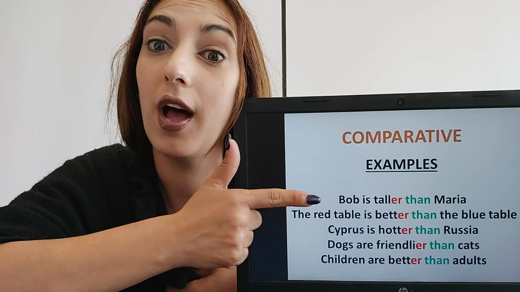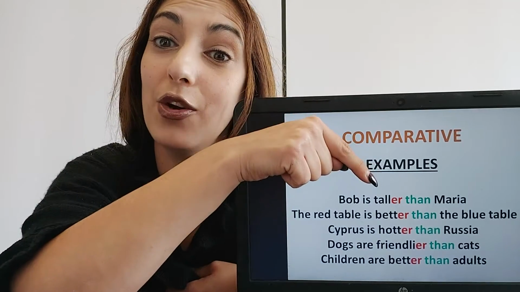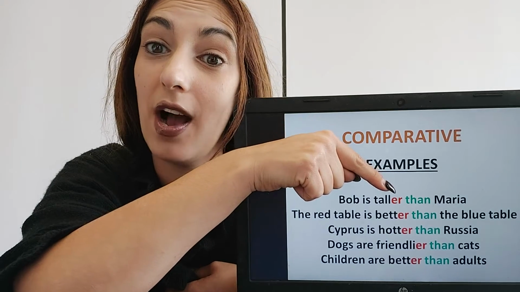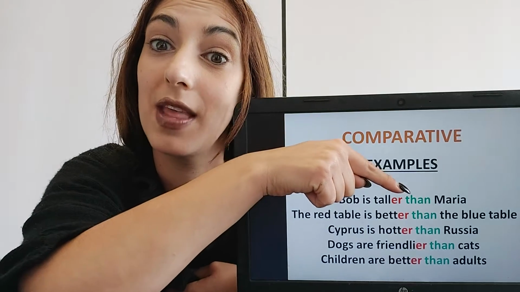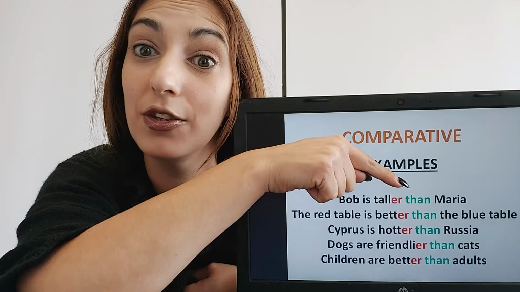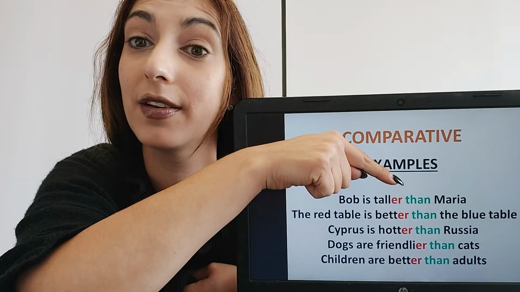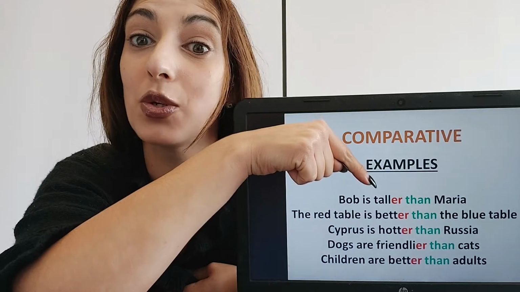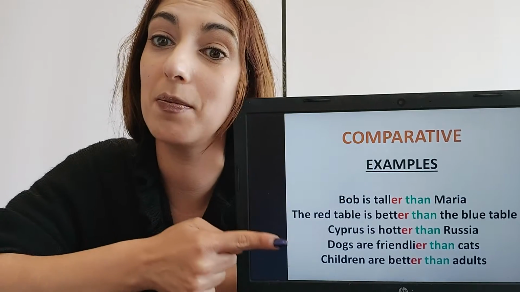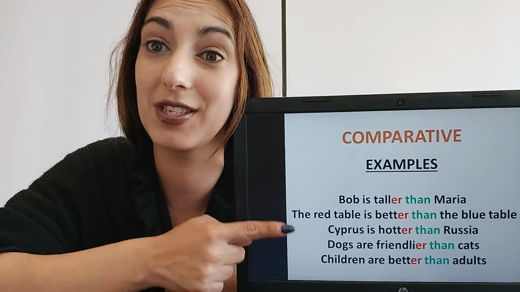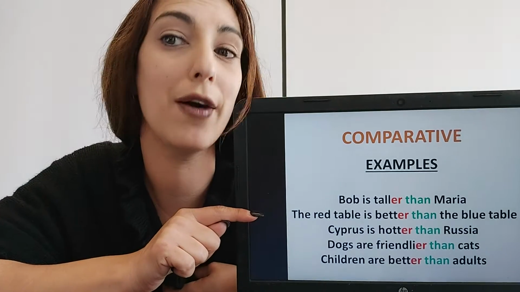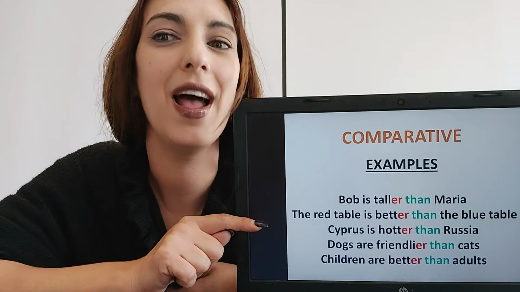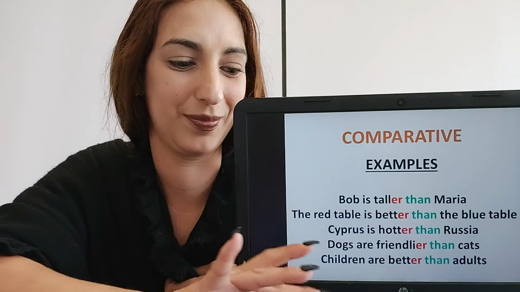Bob is taller than Maria. So you see tall is your adjective. We added ER to make the comparison. Then we gave the word than to show who he is taller than, because he could be taller than Peter for all we know. So Bob is taller than Maria. And you can see many other examples here along the same lines. So pause the video, have a look at these examples, and then let's continue.